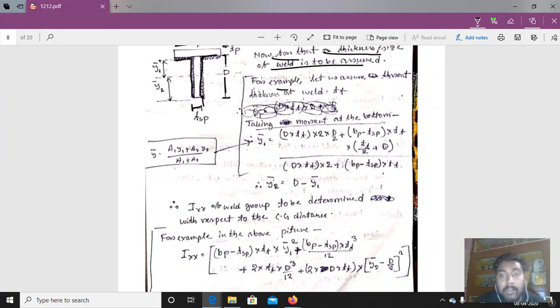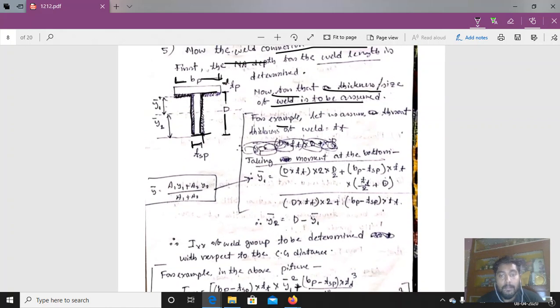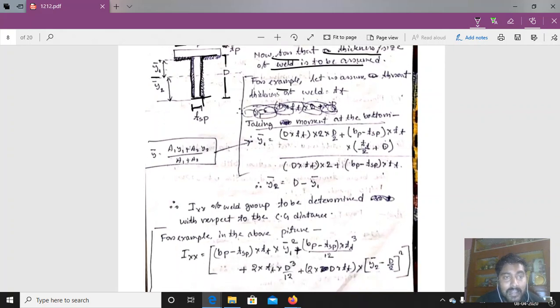Now for taking moment at the bottom, we are determining the Y at the bottom. So you know how to determine the neutral axis depth. By using this formula, we can determine the value of y1, that is the value, and y2, that is the value. Okay, y1 and y2 are determined.